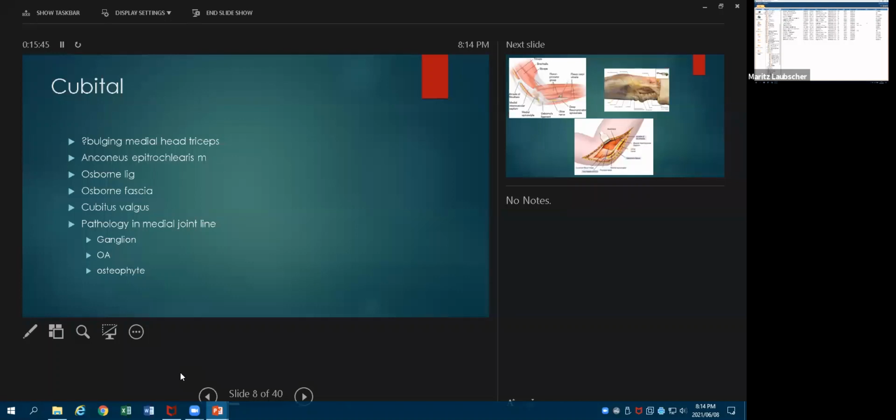Then you get Osborne's ligament and Osborne's fascia, confusing difference. I'll get on to where I understand it, but no one really actually agrees on what's what there, but I'll tell you the way I remember it. Then remember, you can also get patients that have got long-standing cubitus valgus from elbow trauma, specifically pediatric elbow trauma, and then down the line, the nerve is running around a sharp corner in valgus, and then they get a tardy ulnar nerve palsy. And then any pathology in the medial joint line where the nerve is running, such as ganglions, OA, or osteophytes.